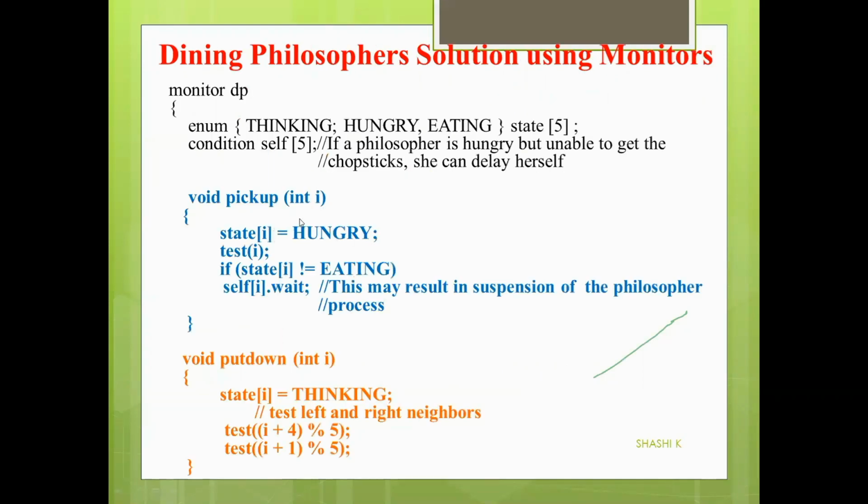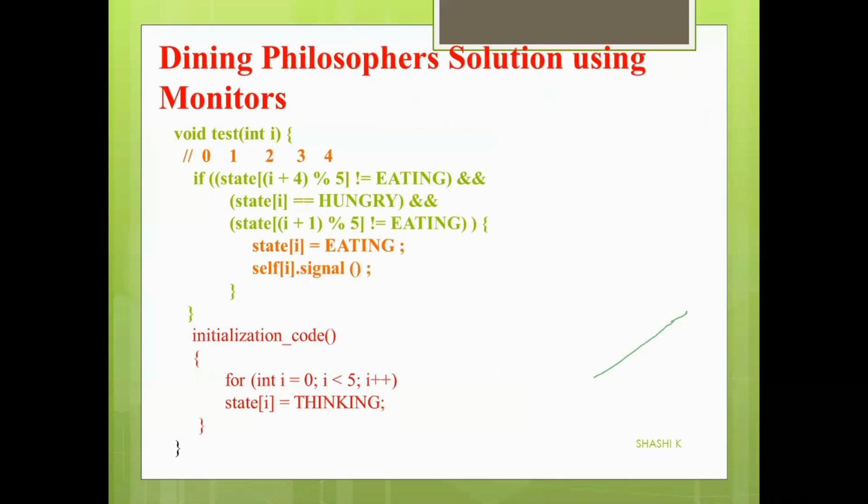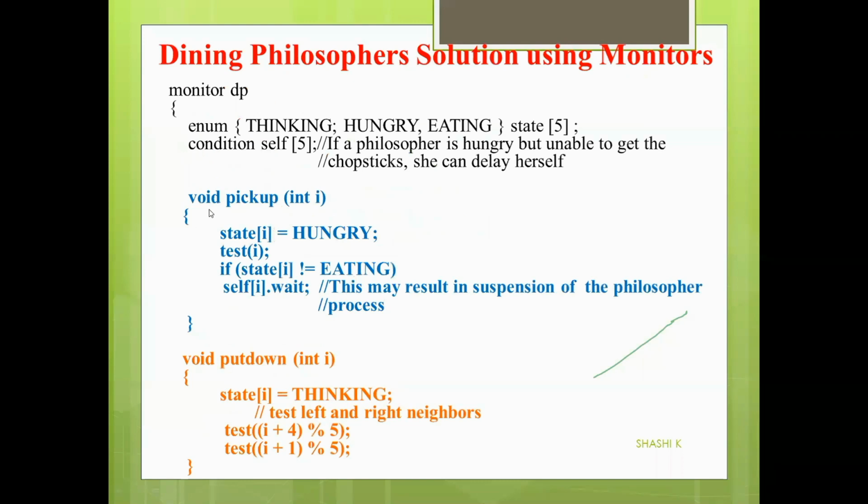Now the code for the pickup procedure looks like this. But before that, let's see the initialization code. This is the initialization code for all five philosophers: the state is initialized to thinking. So initially, all the philosophers are in thinking state. And then if any philosopher, let's say the first philosopher, wants to eat, he will execute the pickup procedure.